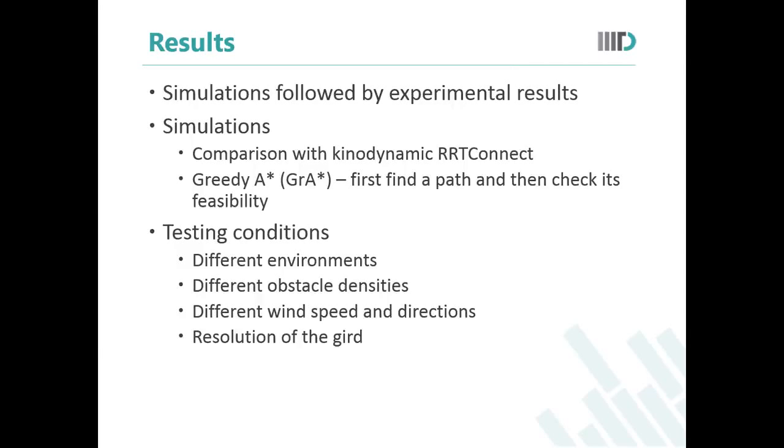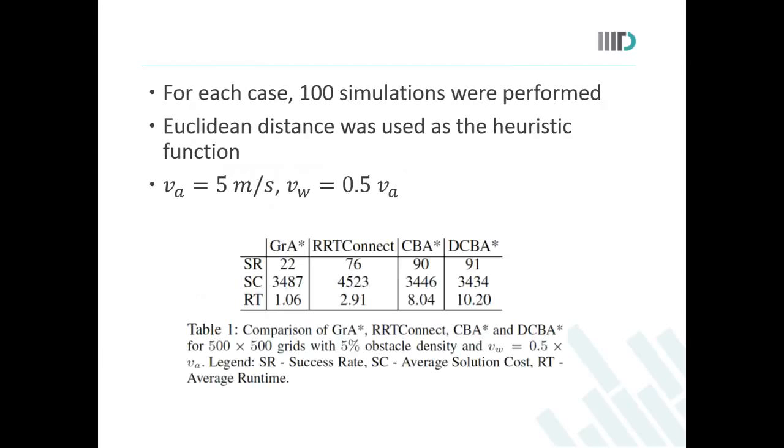The testing conditions were different environments, different obstacle densities, wind speeds, directions, and the resolution of the grid. For each case, we did 100 simulations, and the heuristic cost was Euclidean. The aircraft speed is 5 meters per second, and the wind is half of it, 0.5 meters per second.